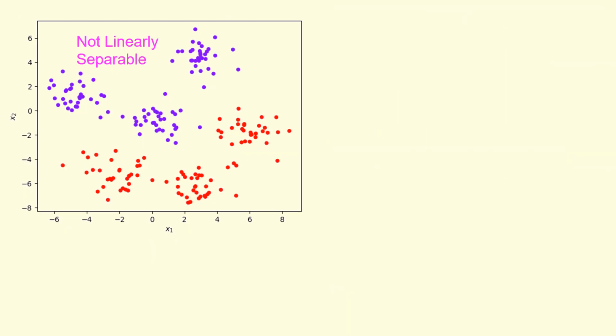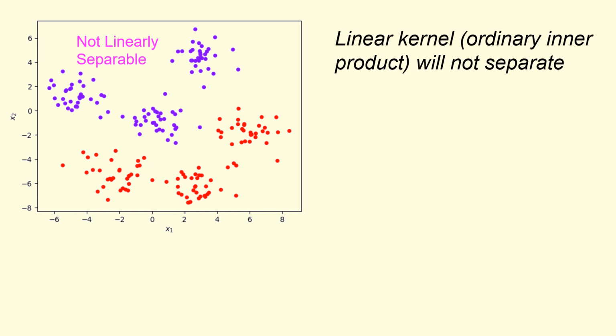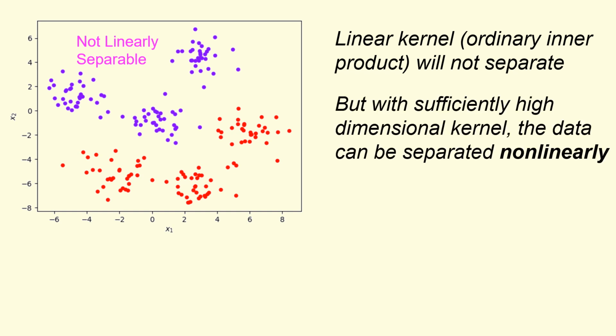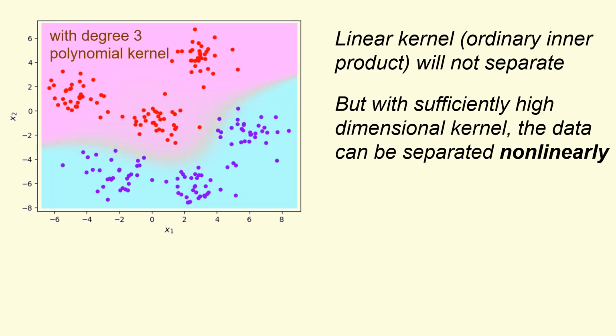Let's look at an example. Clearly, this data is not linearly separable. A linear kernel, an ordinary inner product, just won't work. But with sufficiently high dimensional kernel, the data can be separated nonlinearly. Here we are using a degree 3 polynomial kernel. And you can see the margin there in gray does indeed separate the positives from the negatives. And the support vectors I've marked here with an X.